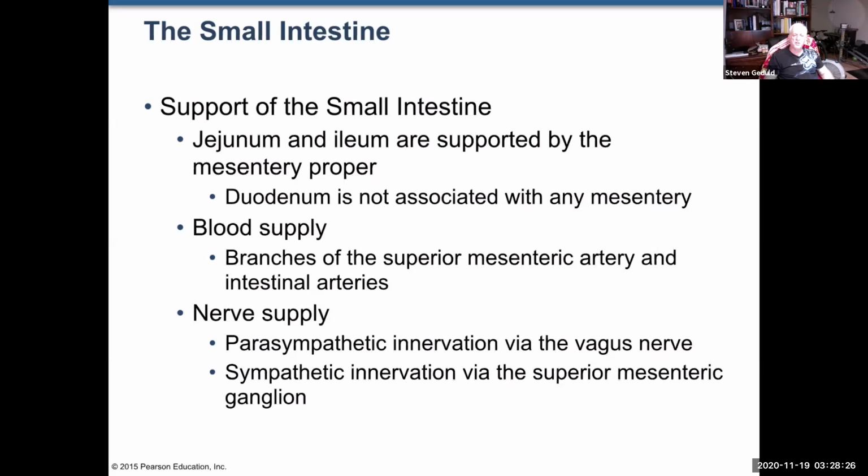Okay. Remember, the vagus nerve is parasympathetic, which means it supports all the functions, all the release of the enzymes, all the aids it takes to help increase digestion. Your sympathetic shuts your digestion down. Okay. Get your body ready for that fight or flight response.